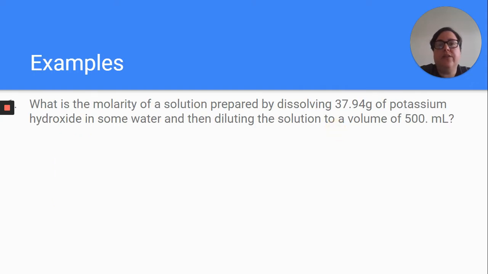All right, so let's work through 3 examples. In our first example, we're looking for molarity. So right away, I know that I'm solving for M. We have 37.94 grams of potassium hydroxide. And I know that when I'm given grams, I need to convert those grams to moles. But before I can do that, I need to know what potassium hydroxide is. So we're going to cross our charges.